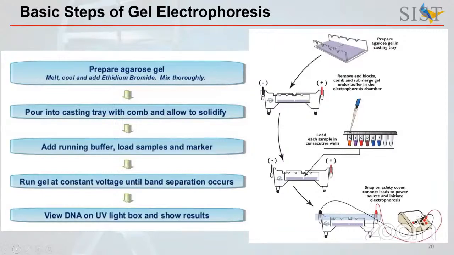The voltage we give for the electric current in this gel electrophoresis should be constant. It shouldn't change, because if the voltage changes, it will affect the migration of DNA from the well to the anode region. After the gel is run and the DNA has migrated to a certain level, we will stop the electrophoresis, remove the gel, and view it under the UV transilluminator. These are the steps involved in gel electrophoresis.